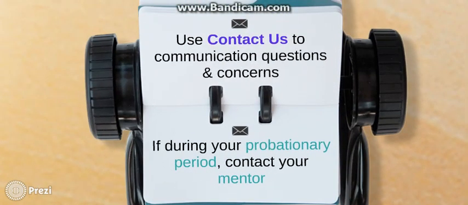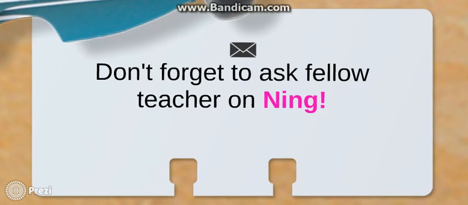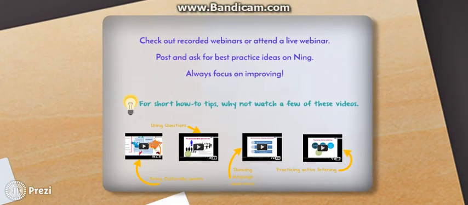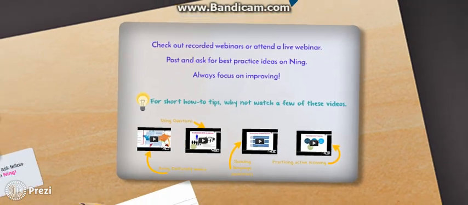If you do have problems, make sure to use Contact Us with student problems or tech issues. And then, of course, you also have your mentor during your probationary period. And don't forget about Ning. It's another great place to go if you need to vent or get ideas. We also want to make sure that all of us are trying to improve our skills. So make sure to attend webinars if you can, or share best practices, ask questions, and always focus on improving.